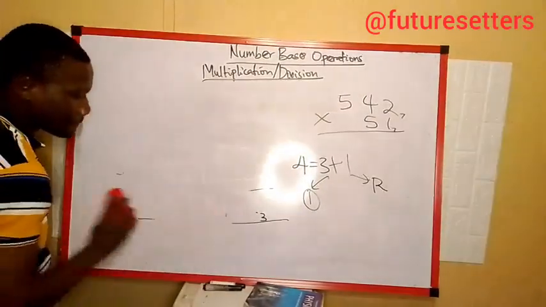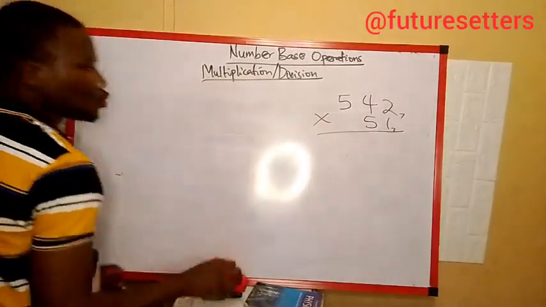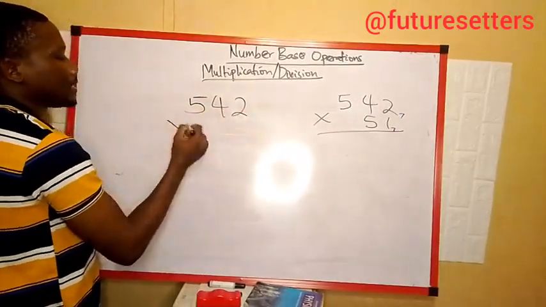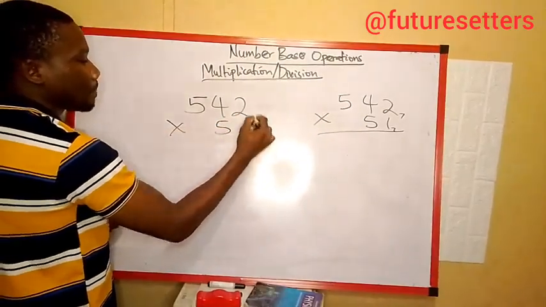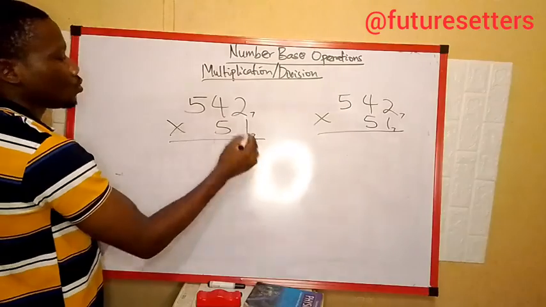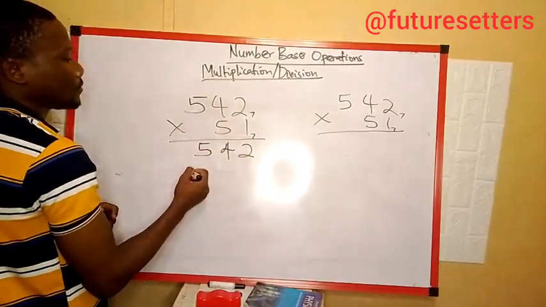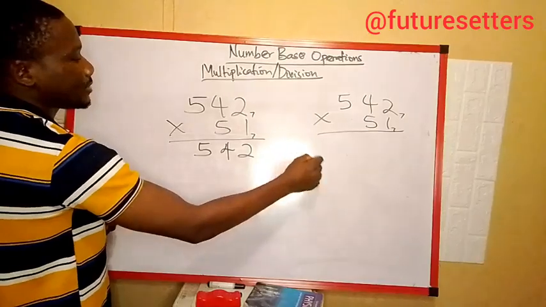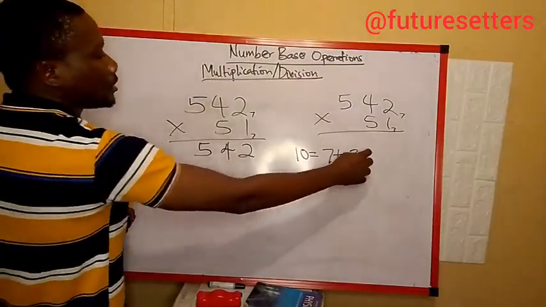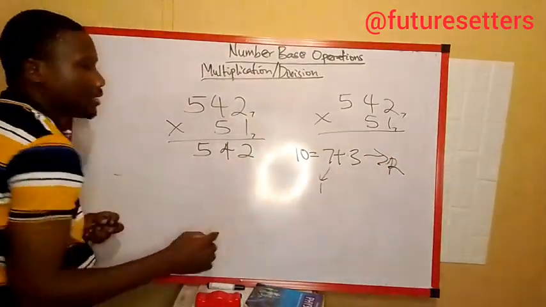Then we have the last part. The last question, which we are going to solve together: 542 times 51. Let's bring it to this side. 542 times 51, base 7. Now, 1 times 2, 2. 1 times 4, 4. 1 times 5, 5. 5 times 2, 10, which is 7 plus 3. Now, this 3 here is the remainder. 7 here will become 1.